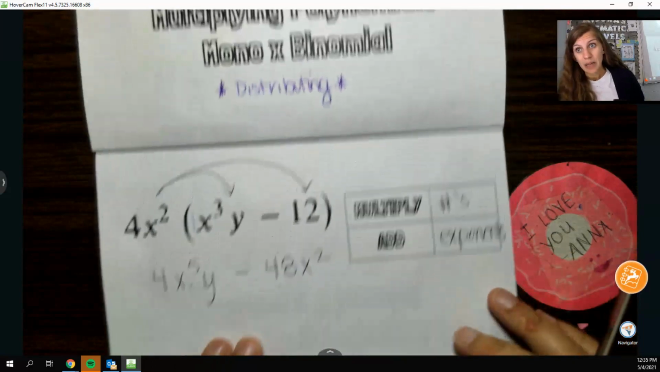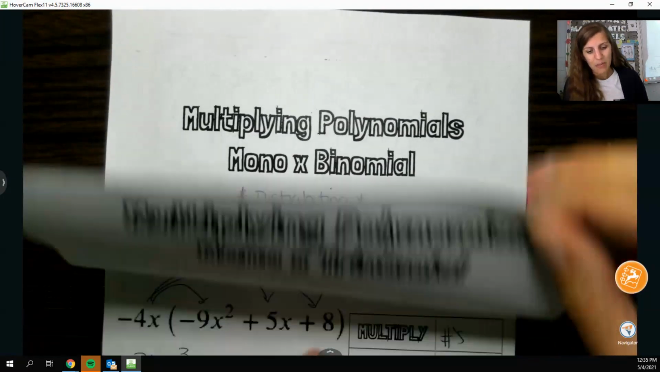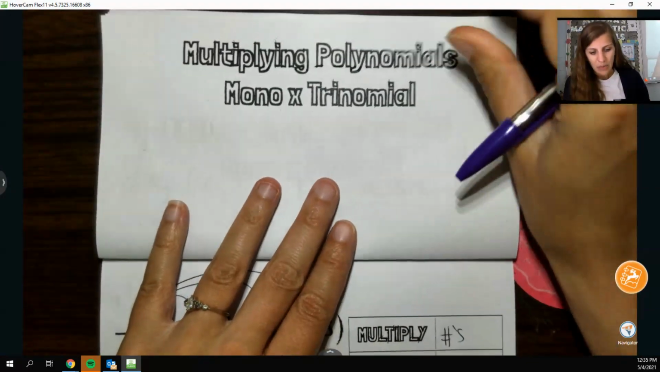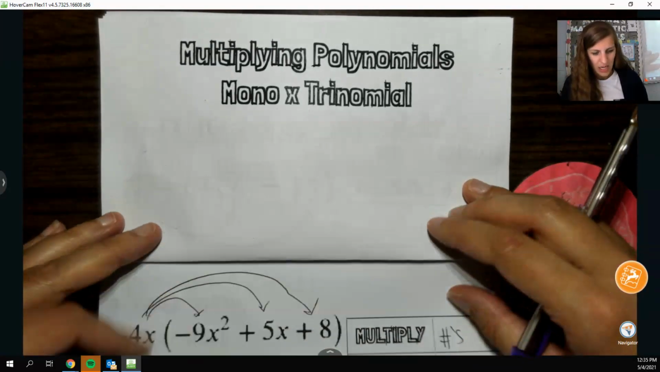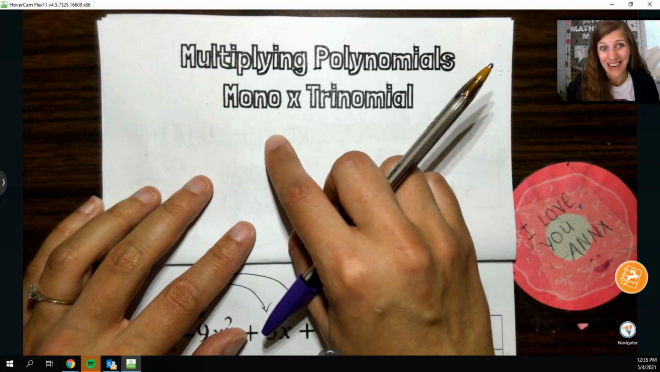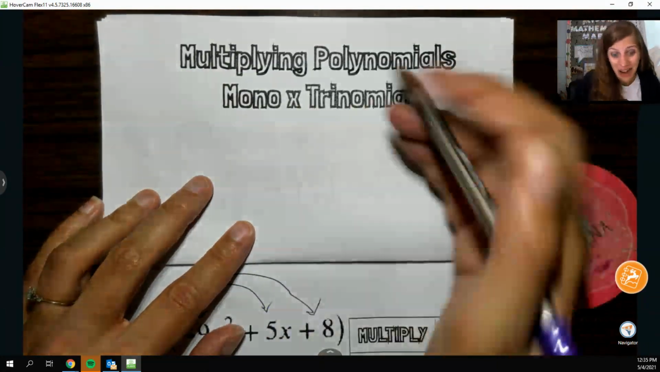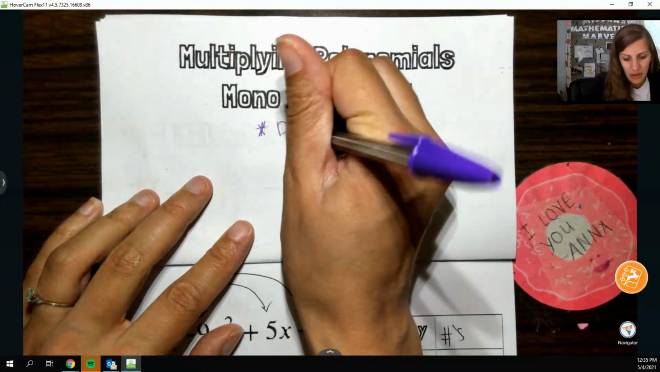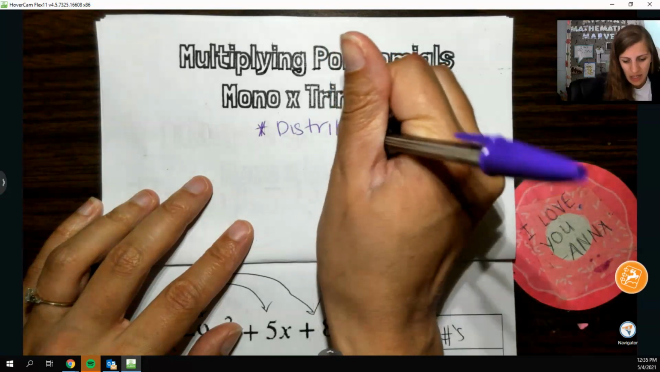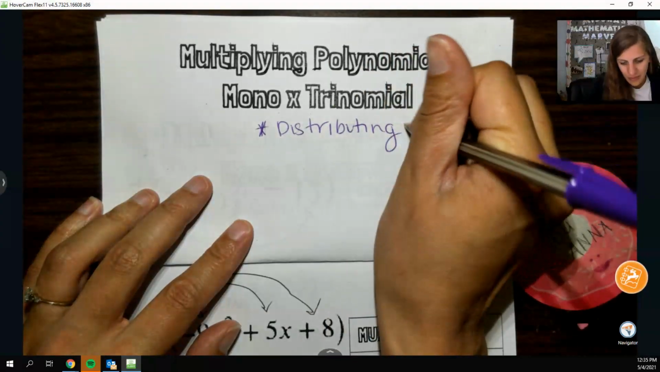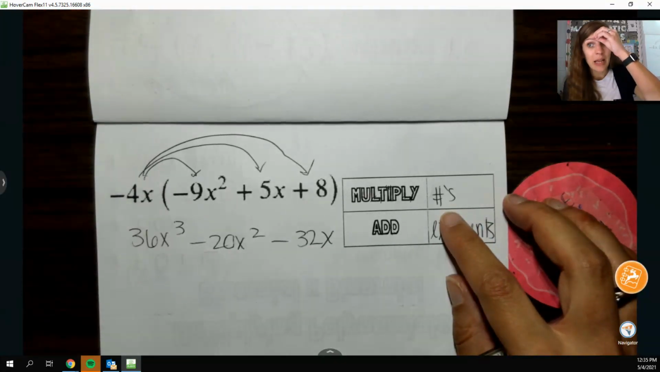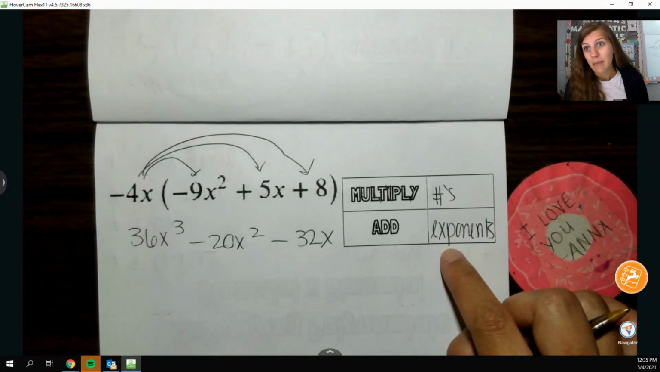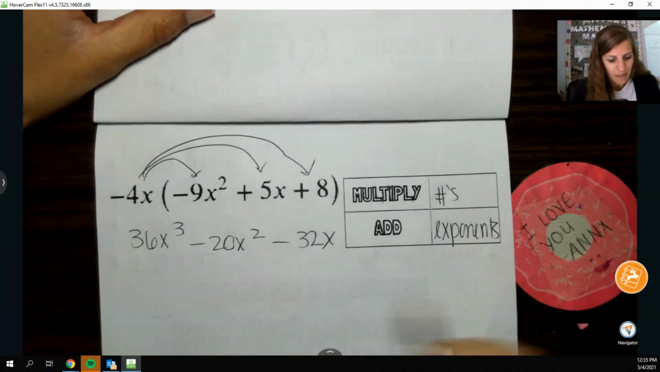Now, we ramped it up a little bit pretty quickly after that where we started multiplying monomials times, oh, I thought I had another one in here. This is still just distributing. A monomial times a trinomial, that's still just distributing. We're doing one number times 3 numbers this time, but we're still just distributing. We're going to multiply the big numbers and add the baby numbers, add the little exponents.